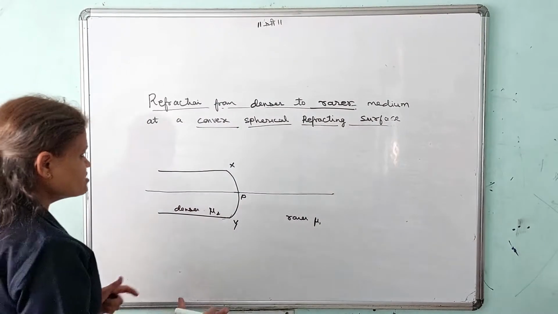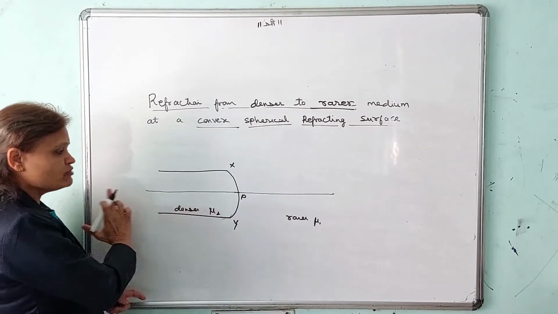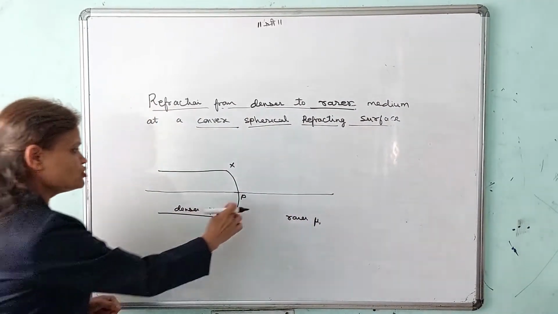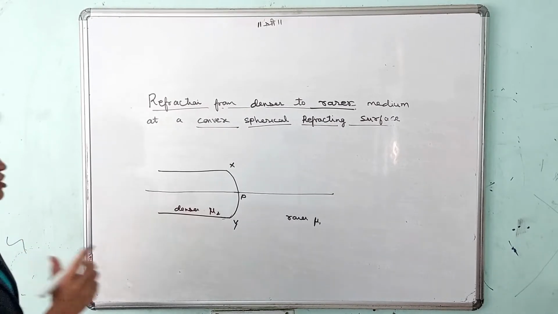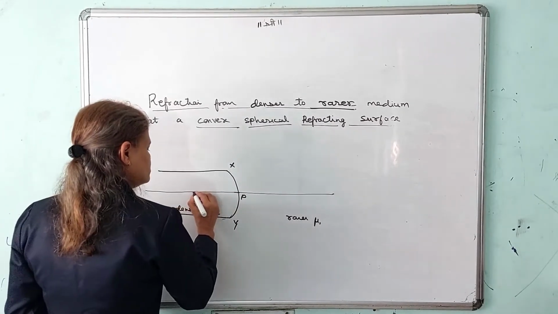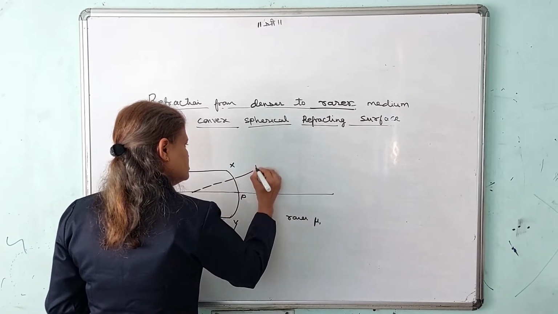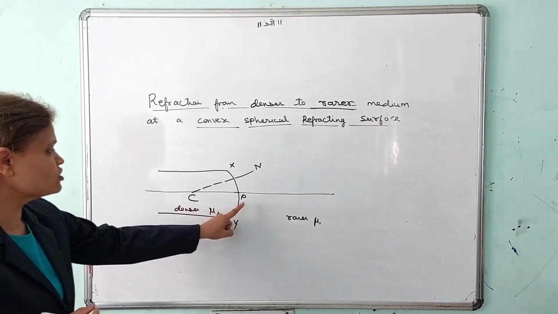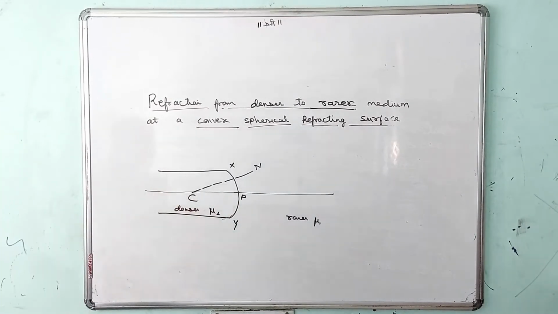So the first thing is we show the refracting surface, this is convex. Then we draw a principal axis passing through the center, this is the pole. Then we are going to draw the normal to this surface. The normal intersects the principal axis at the center of curvature C. PC is the radius of curvature.